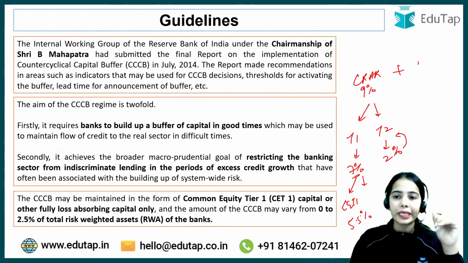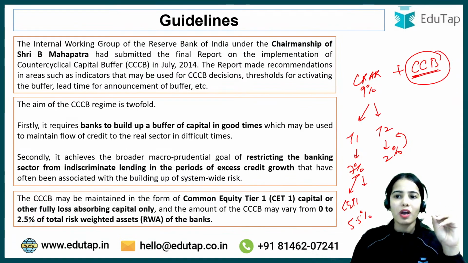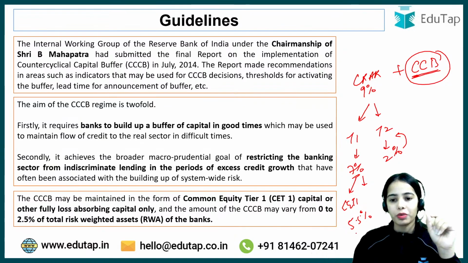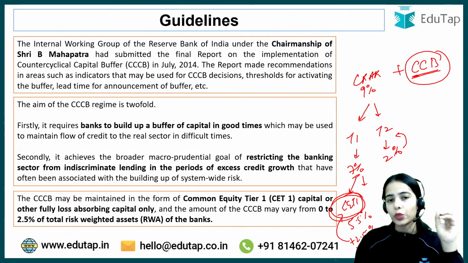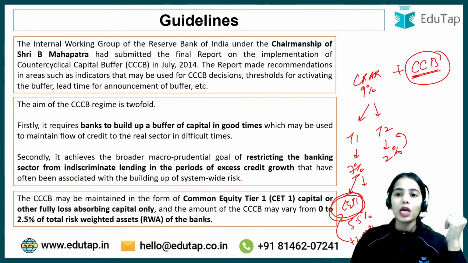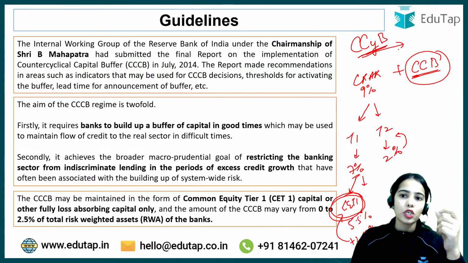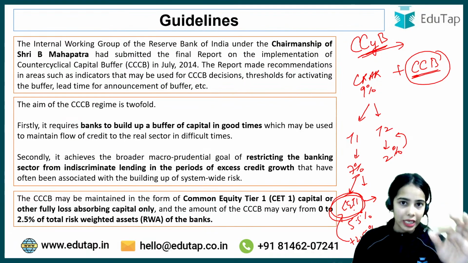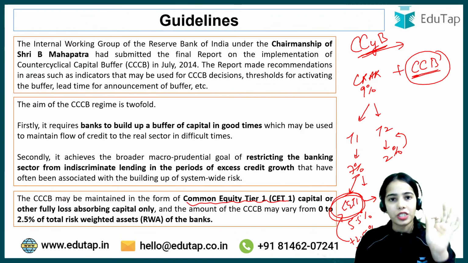Now, in normal times, in the good times, the banks also have to maintain the capital conservation buffer, which is 2.5%. That has to be maintained in the form of common equity tier 1 capital, because this is the most liquid capital that the banks have. Now, if the banks are mandated by the RBI to maintain the counter cyclical capital buffer, this also has to be maintained in the form of common equity tier 1 capital, because this is the most liquid capital that the banks have to handle a distressful situation.